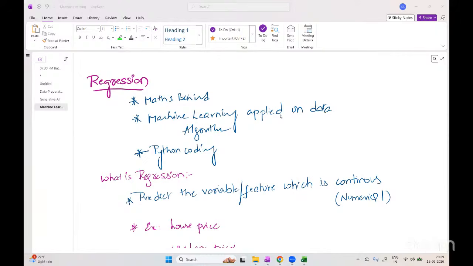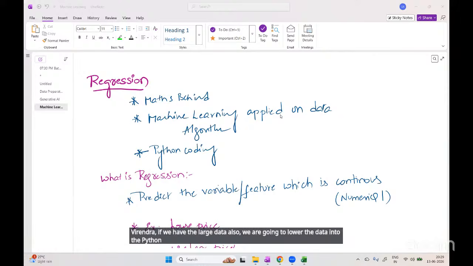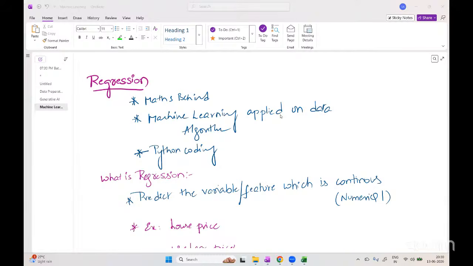Virendra, if we have large data also, we are going to load the data into Python by using the pandas library: pandas.read_csv, read_excel. Like this, we have different functions to load the data. In pandas, we have various functions to load the data.